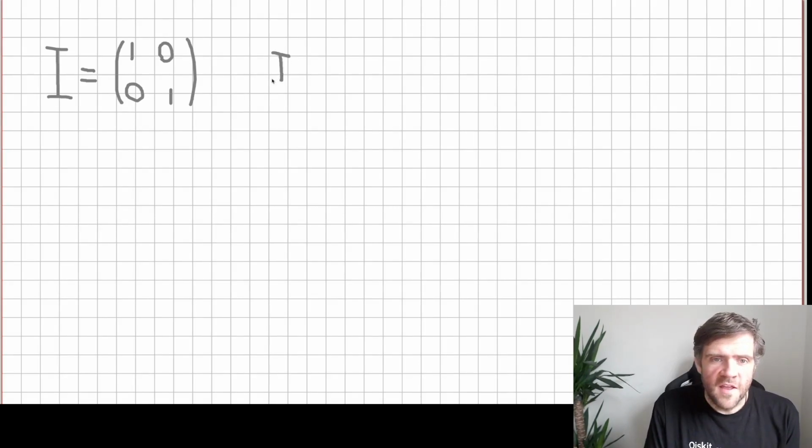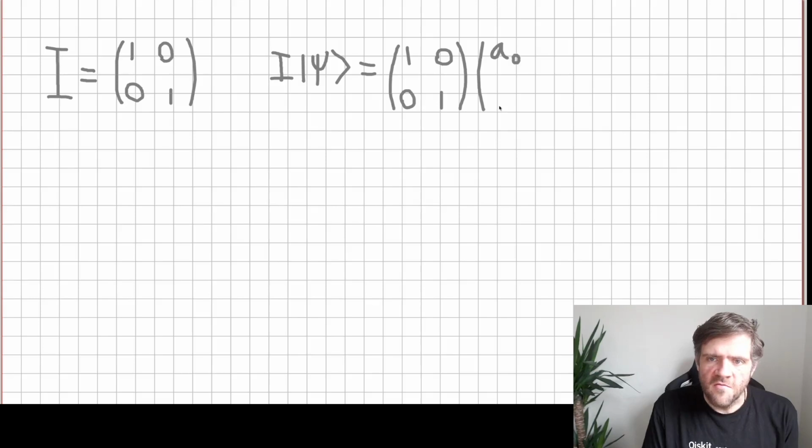So let's apply the identity matrix to some vector psi, and this means that we are doing the matrix multiplication of this particular matrix with this general state with amplitudes A0 and A1. And as you should know, or as you can look up, matrix multiplication works by taking rows and multiplying them by columns. So here we're taking the 1 from this row and multiplying it by the A0 from that column, giving us A0. And then we're taking the 0 from that row and multiplying it with the A1 from the column, and of course getting 0.